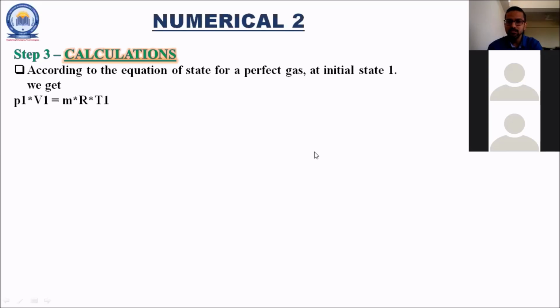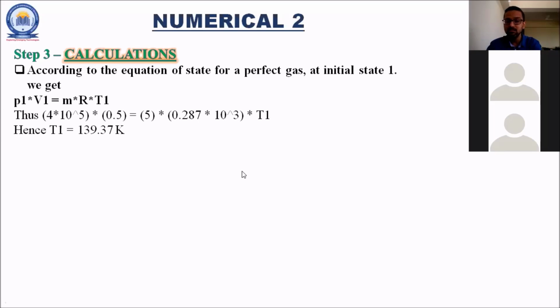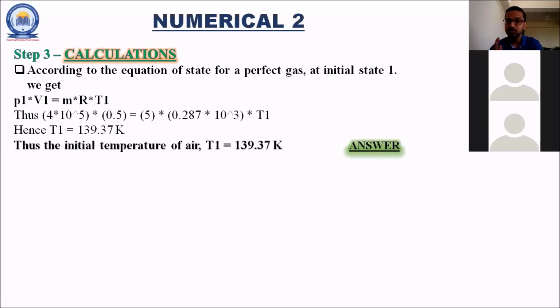Okay, very good students. So in this case, majority of the students have given me the same answer, the perfect answer. So on substituting these values in this equation, we are calculating the answer, that is capital T1 is equal to 139.37 Kelvin. So this is the first parameter we were asked to calculate. Thus the initial temperature of the air, that is T1 is equal to 139.37 Kelvin.